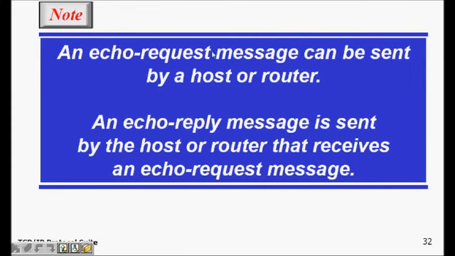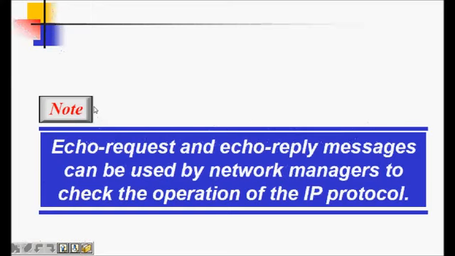An echo request message can be sent by a host or a router, and an echo reply message is sent by the host or the router that receives this echo request message, and it just tells that, okay, I'm there, yes, you have requested me, am I there? It will send yes, I'm there. Echo request and echo reply messages can be used by network managers to check the operation of the IP protocol.